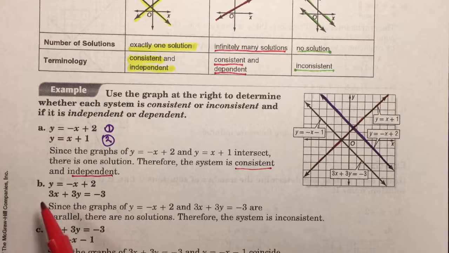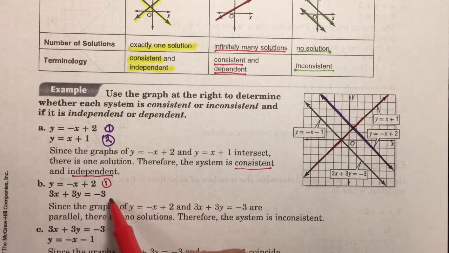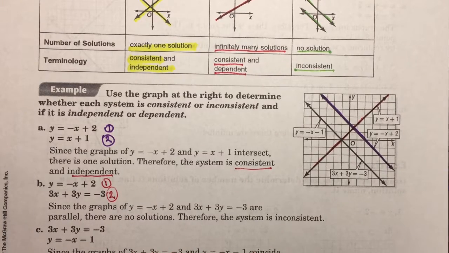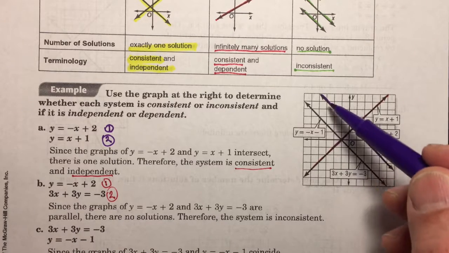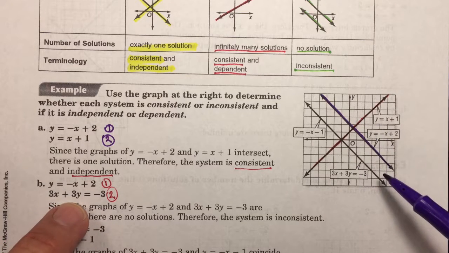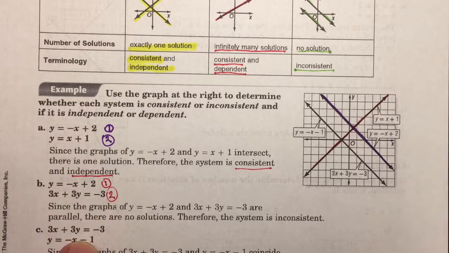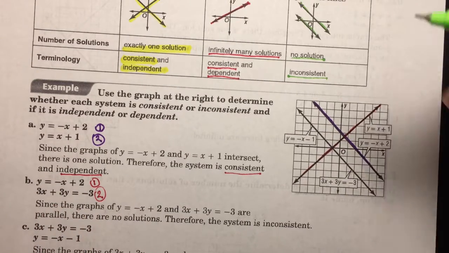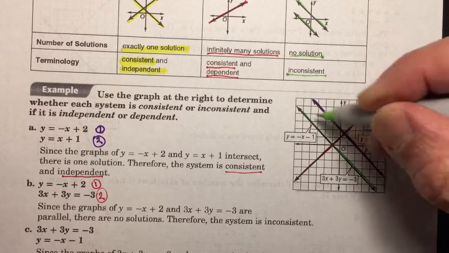Let's go to B. This is my first line and this is my second line. Let's identify them in the graph. Negative x plus 2 is going to be this one, my purple line. And 3x plus 3y equals negative 3 is this one. I'm going to put another color. Let me draw it in green, this one.